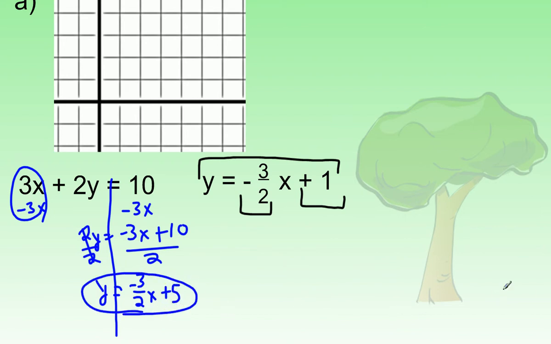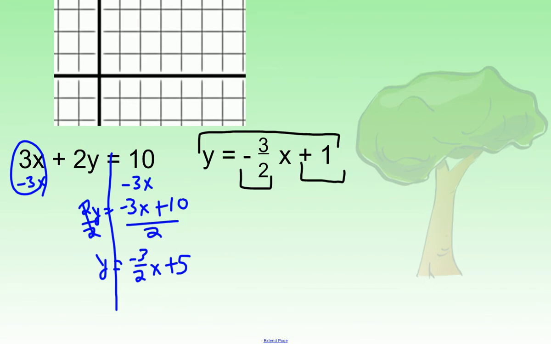Now we have the equation in slope-intercept form. I didn't want the circle around it, but I can fix it. There. We have the equation in slope-intercept form, so now this is the slope, and this is the y-intercept. So look at these two equations.